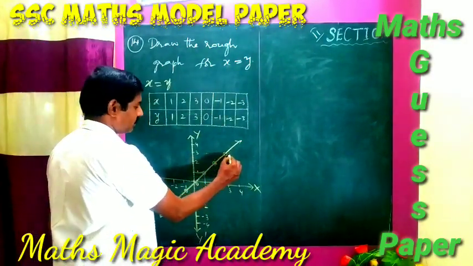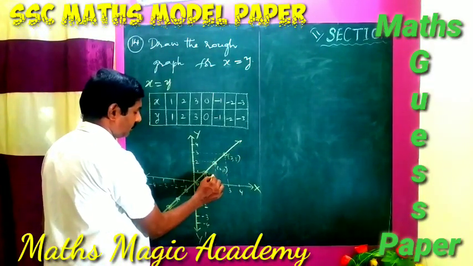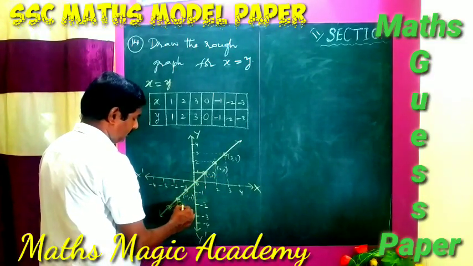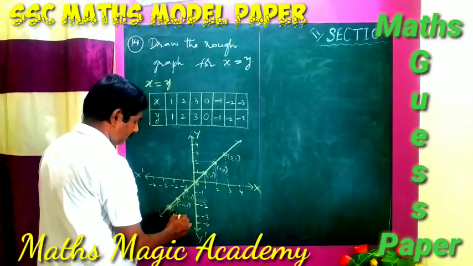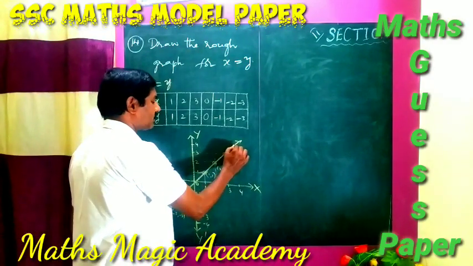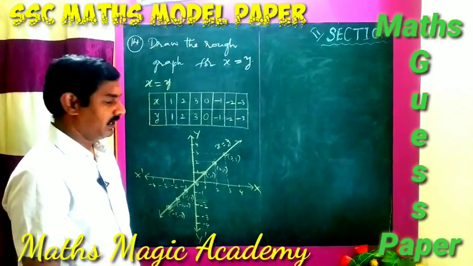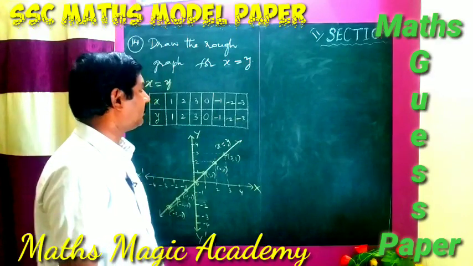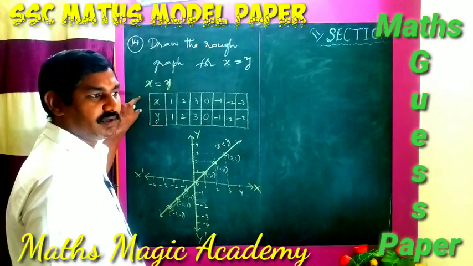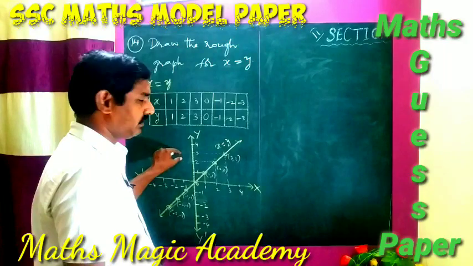So whatever points you plotted, you have to make a note of those points. And here also 1, 1, and it is 0, 0, minus 1, minus 1, minus 2, minus 2, minus 3, minus 3. You have to write those point names, and what is the equation of the line, that also you have to write. That is x equals to y. Like this, whatever equation is given, based on that equation, you have to frame a table first of all. In the table, you have to find the x coordinate and y coordinate values. Those values you have to plot in the graph.